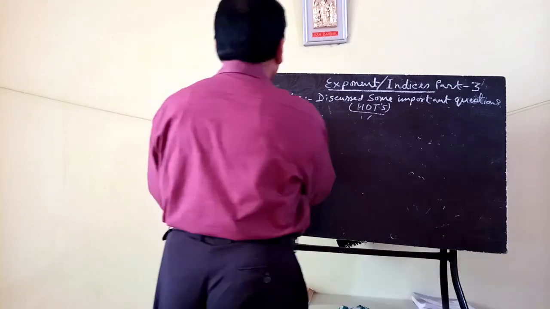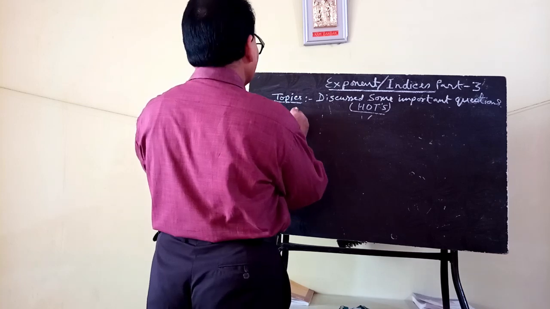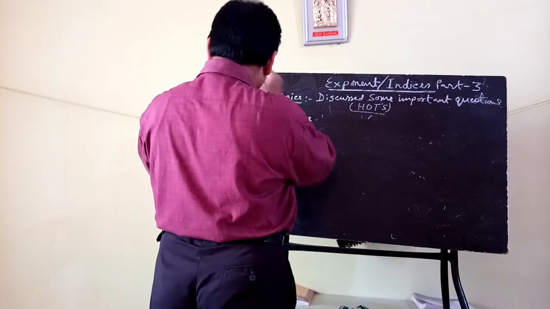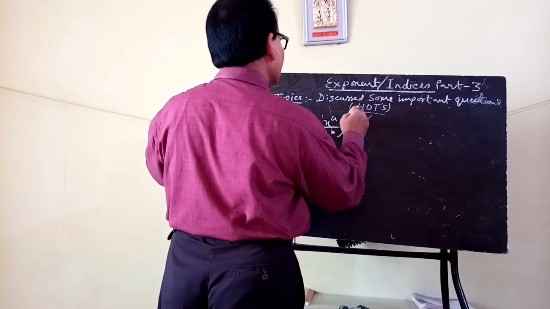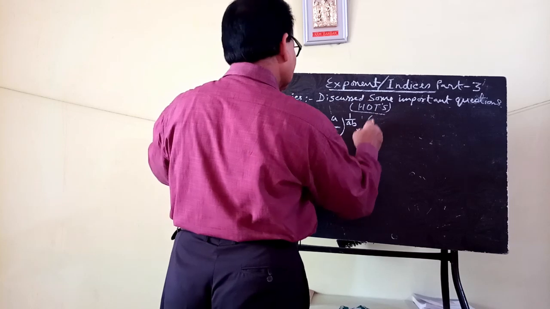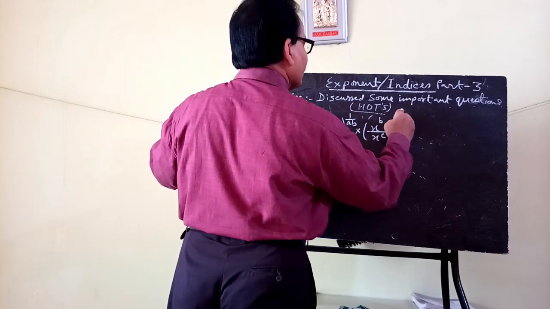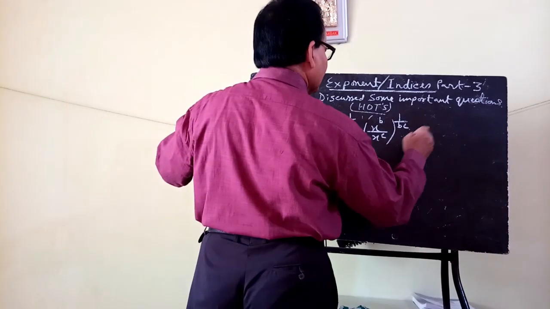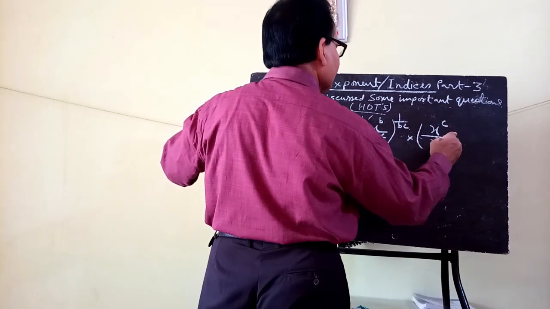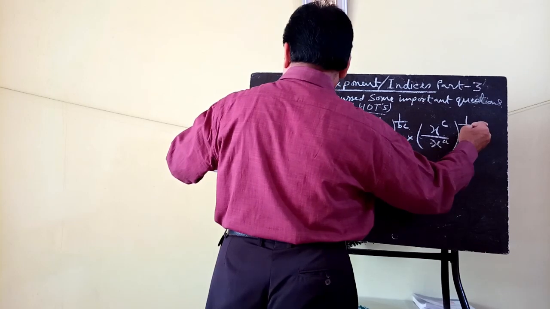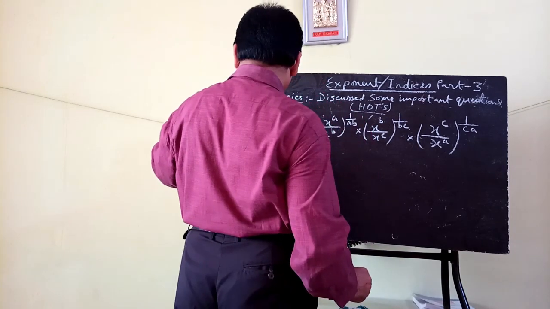Now next, question 2. Consider the question: solve x to the power a by x to the power b, and then the whole to the power 1 by ab, into x to the power b by x to the power c, and then the whole to the power 1 by bc, and then again in the numerator x to the power c by x to the power a, and the whole to the power 1 by ca. You have to solve this type of question.